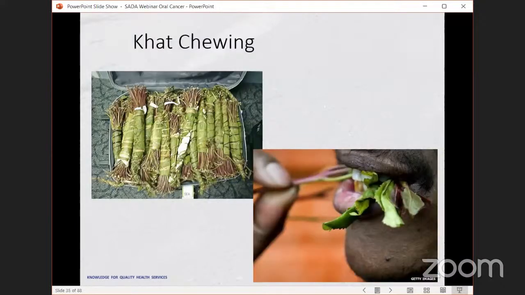The chewing of khat. Khat is a plant that is mostly used for chewing and is a mixture of catechin and norepinephrine. Now, some studies have reported a strong relationship between khat chewing and the development of oral cancer. One study from Kenya showed that chronic khat chewing could lead to abnormal epithelial thickening of the oral mucosa and an increased keratinization fibrosis, which is reminiscent of oral submucous fibrosis as well.